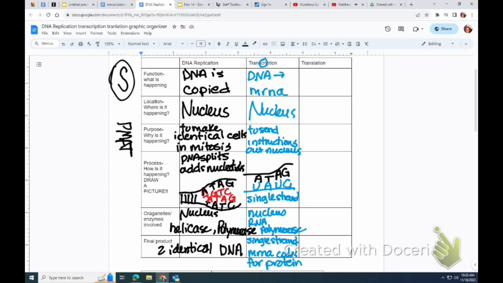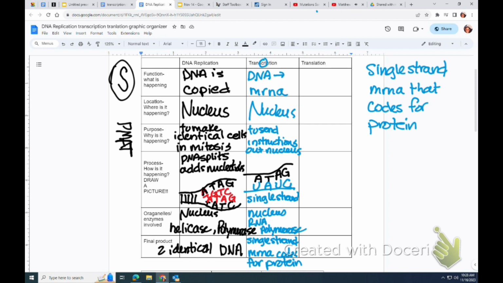Do I need to write that higher up so y'all can see it? Oh, I don't know what just happened. There it is. That's what's in my bottom box. Single-stranded mRNA that codes for a protein.